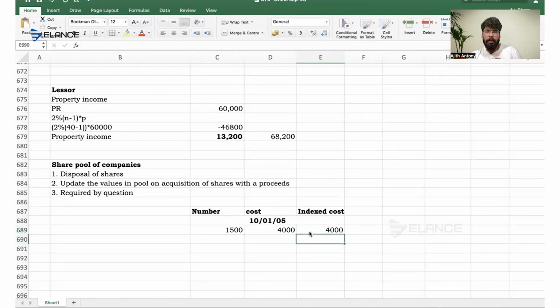ഇൻഡെക്സ്ഡ് കോസ്റ്റ് എപ്പോഴാണ് ചേഞ്ച് ആവുക? നമ്മളൊരു എമൗണ്ട് മുടക്കി കാലങ്ങൾ കഴിയും തോറും ആ എക്കണോമിയിൽ വരുന്ന ഇൻഫ്ലേഷണറി ഫാക്ടർ ആഡ് ചെയ്ത് വരുന്നതാണ് ഇൻഡെക്സ്ഡ് കോസ്റ്റ്. അപ്പൊ ഞാൻ 10th January 2005 4000 രൂപ മുടക്കിയാൽ ആ ഡേറ്റിൽ അതിന്റെ ഇൻഡെക്സ്ഡ് കോസ്റ്റ് 4000 തന്നെയാണ്. കുറച്ചു കാലം കഴിയുമ്പോഴാണ് 4000ത്തിന്റെ വാല്യൂ കൂടുക. അപ്പൊ ഞാൻ ഈ ഡേറ്റിൽ ഇത്രയും ഷെയർ മേടിച്ചു, കോസ്റ്റും ഇൻഡെക്സ്ഡ് കോസ്റ്റും ഞാൻ കണ്ടുപിടിച്ചു.